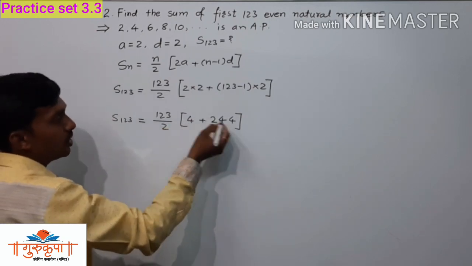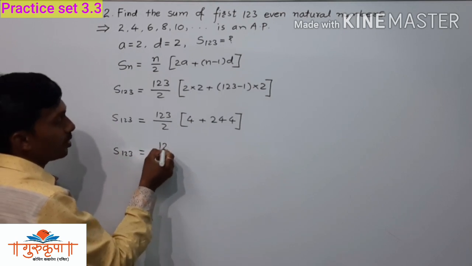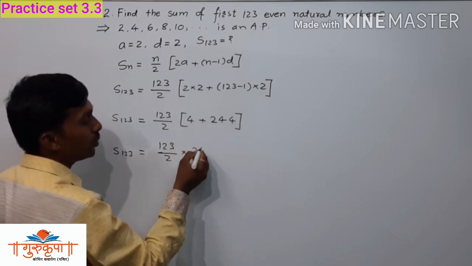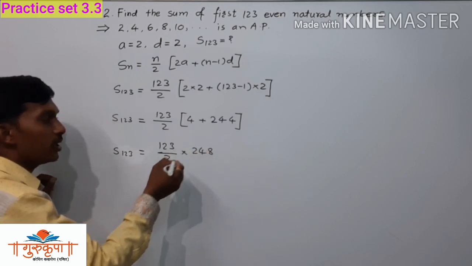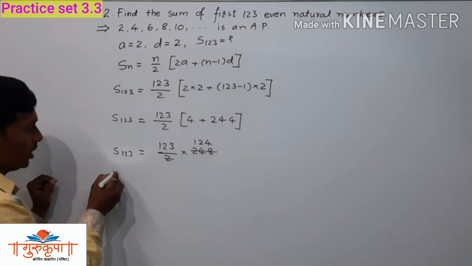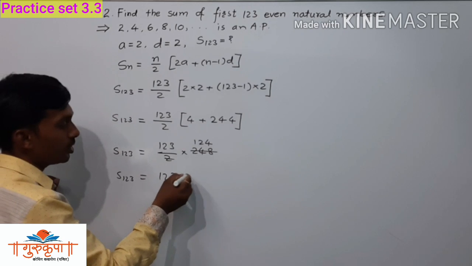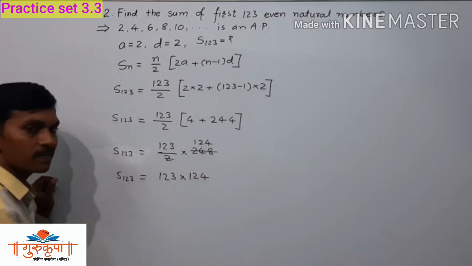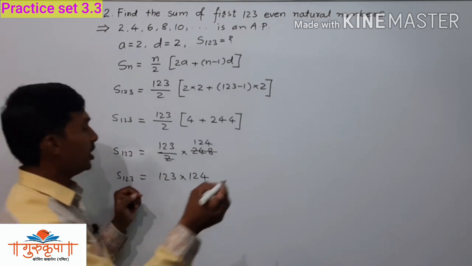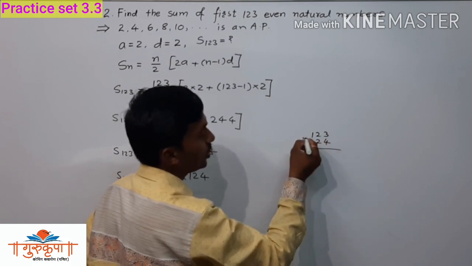Now we will take the sum of these two numbers, and we will write here S123 is equal to 123 divided by 2 multiplied by 244 plus 4, that is 248. Now you can divide this 248 by 2. 2 1s are 2, 2 2s are 4, 2 4s are 8, and we have S123 is equal to 123 into 124. Now you can take the product of 123 multiplied by 124 on the rough page.